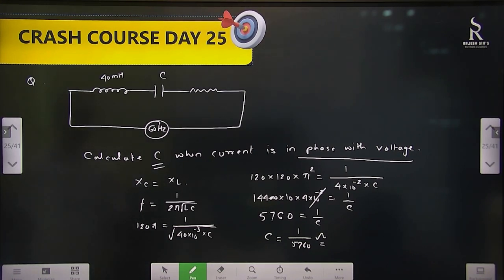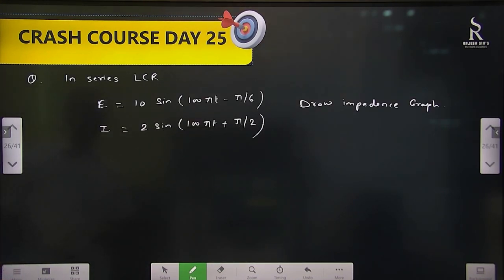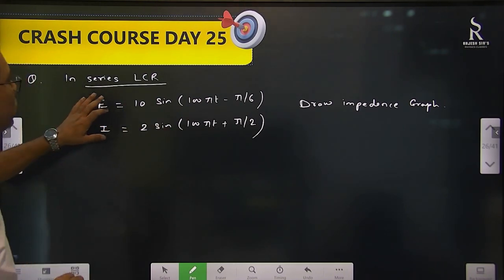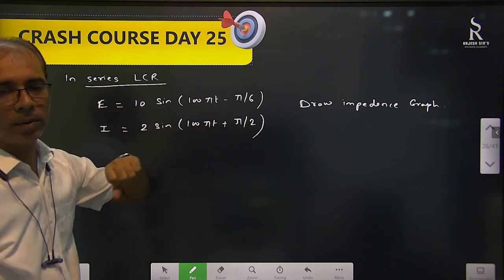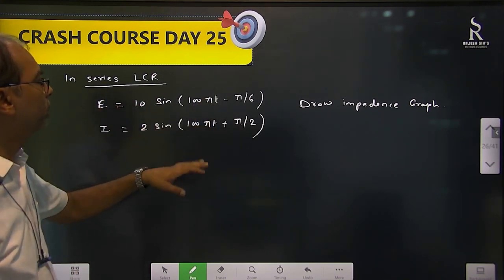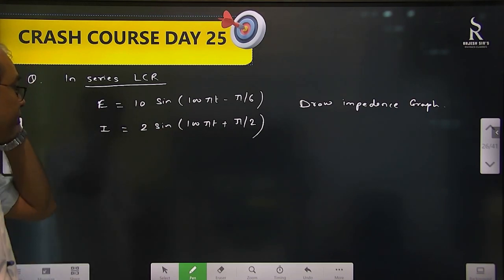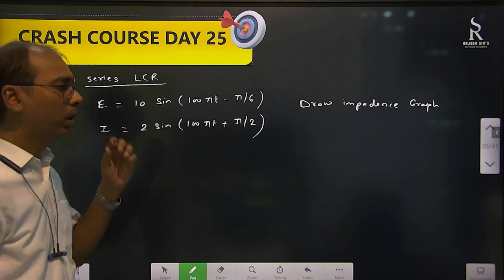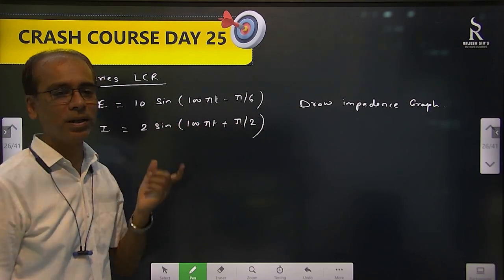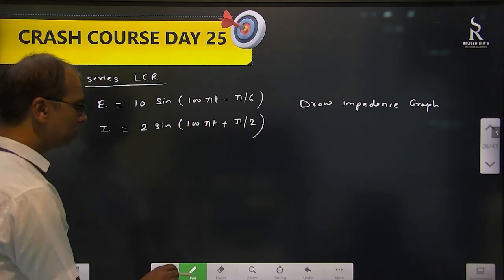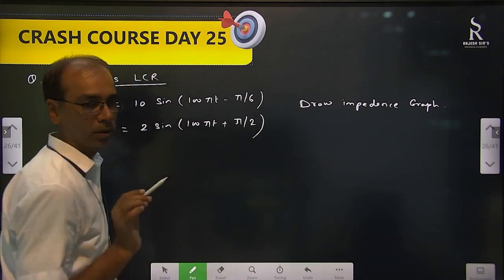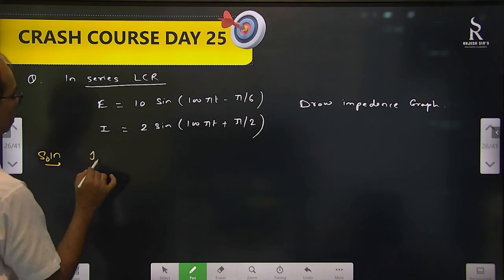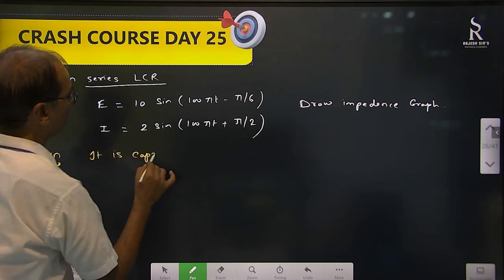Okay. Let's see ahead. In series LCR, the supply voltage E equals 10 sine 100 pi t minus pi by 6 and I is 2 sine 100 pi t plus pi by 2. Draw impedance graph. So what we can see in this one, current is ahead. This is omega t minus something, this is omega t plus something. So who is ahead? Current. When does current lead? When it is a capacitive circuit. So he's talking about a capacitive circuit.